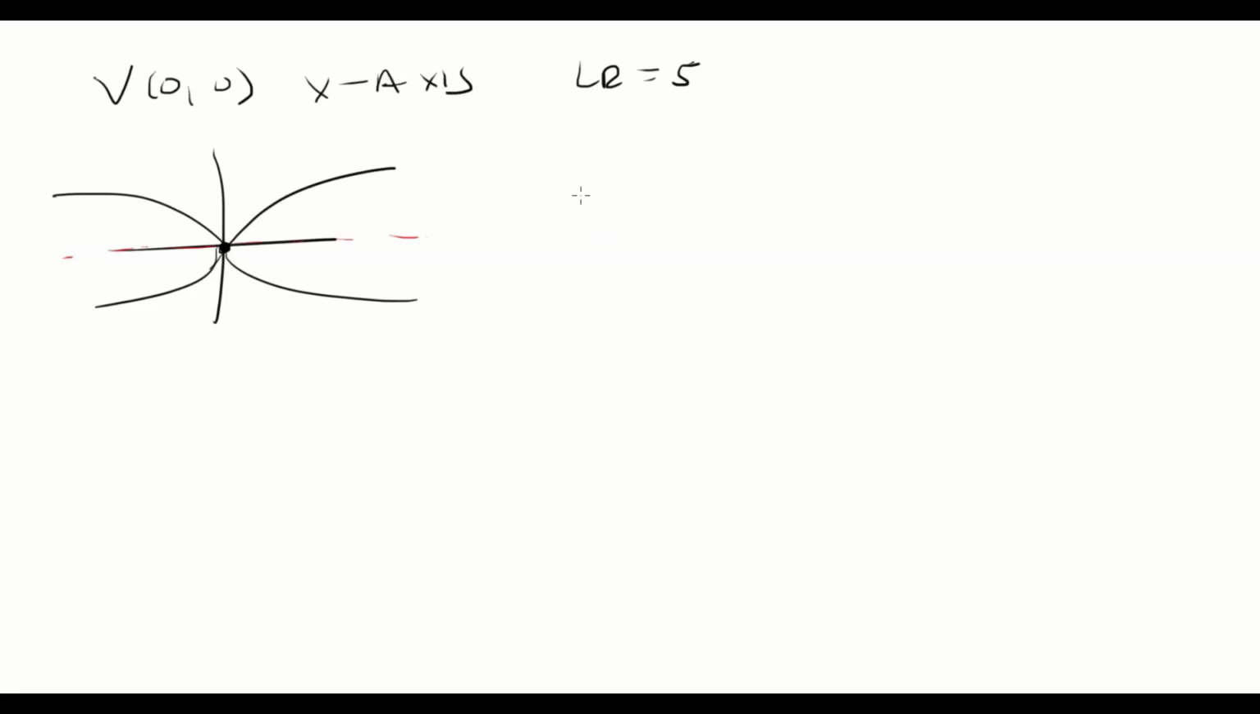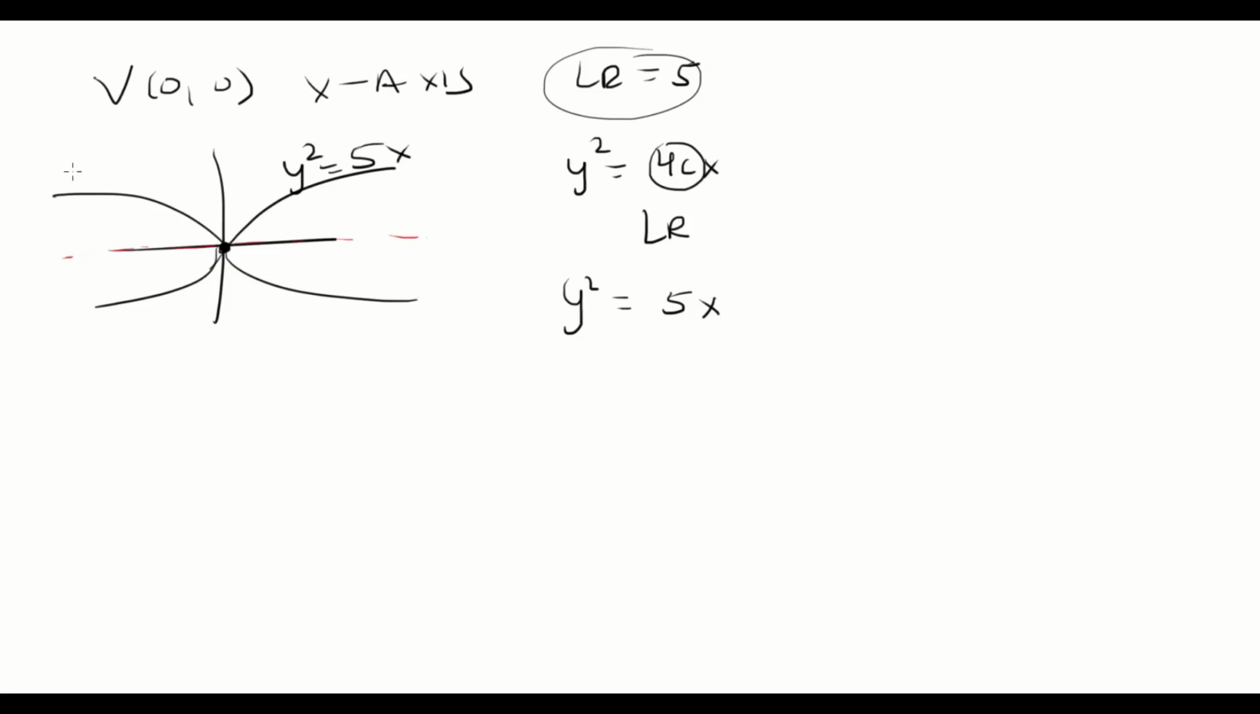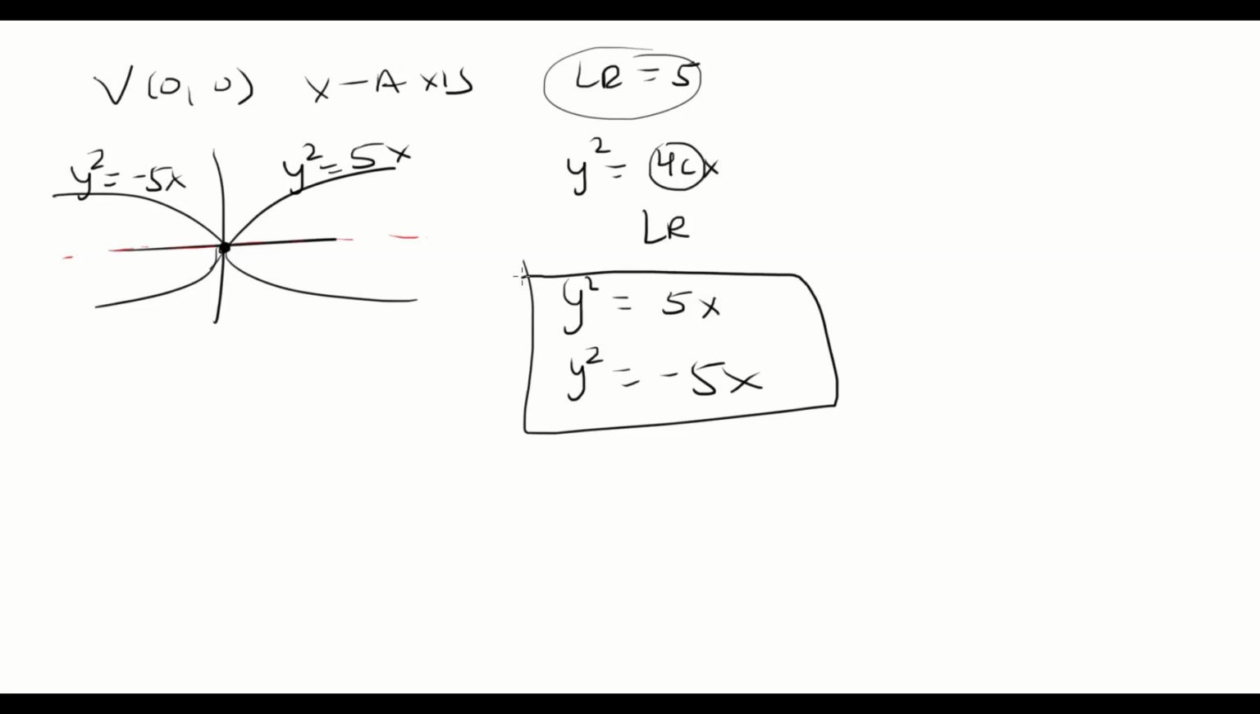And we know that the form it's going to have is y squared equals 4c times x. Now, 4c represents the length of the latus rectum. So we're given that as 5. That means we can replace it by 5. But if I just leave it as positive 5x, that's going to be the one on the right. So to get to the one on the left, I have to do a negative 5x. So this problem has two answers. y squared equals 5x and y squared equals negative 5x.